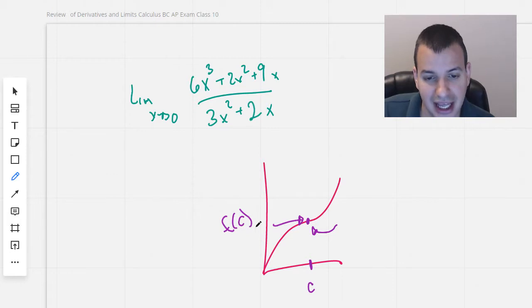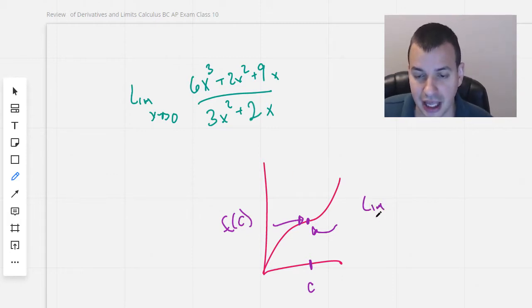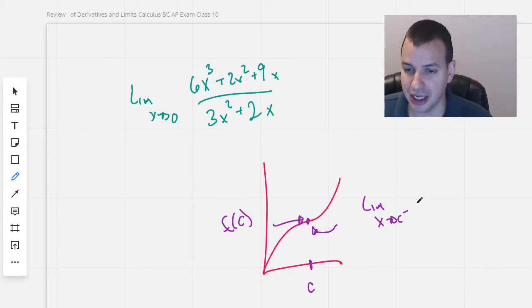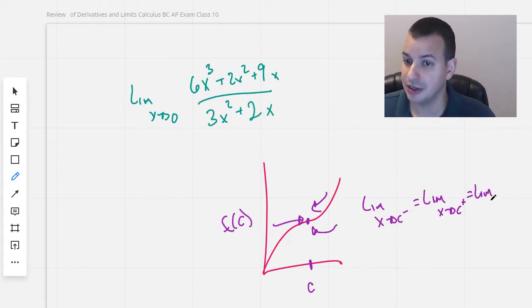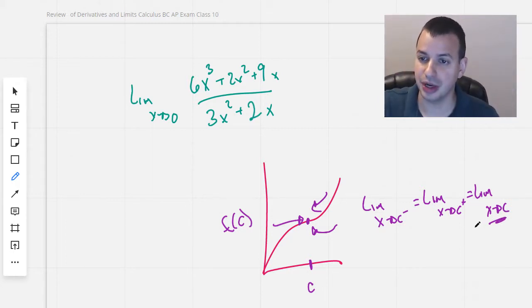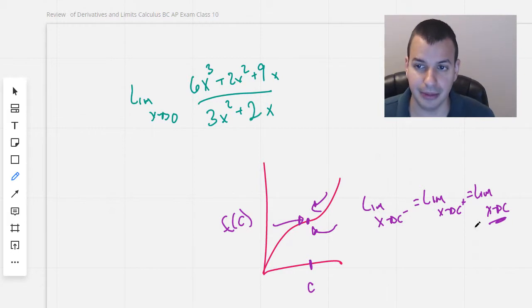So if you have the limit as x approaches C from the left side, which is represented by the negative, and that's the same as your limit as x approaches C from the right side, then they have to equal each other. Then you have the limit as x approaches C in general. That's the idea: the left side equals the right side, and that equals the limit.